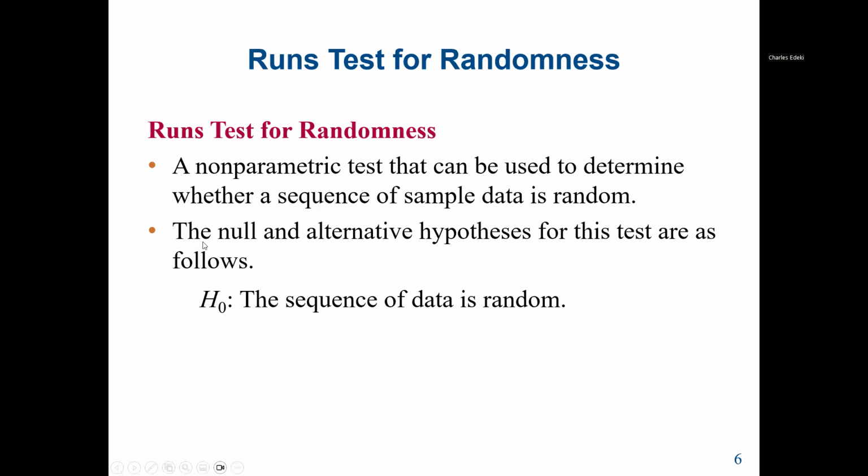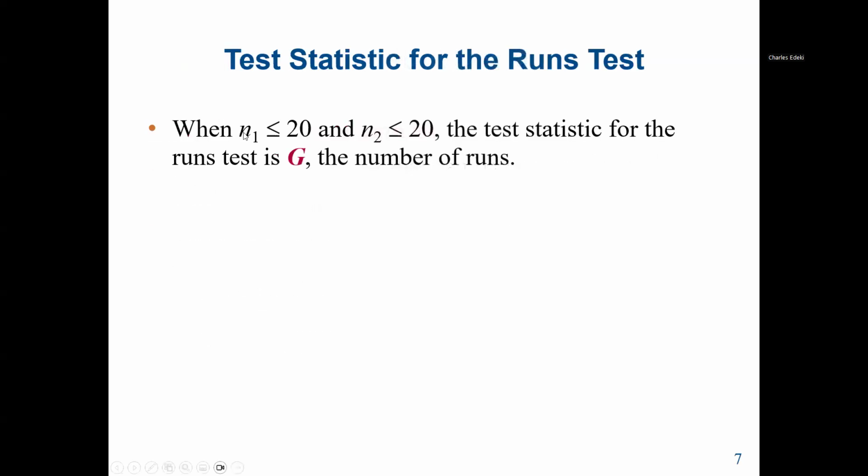So next, this is hypothesis testing. We have to come up with a null and alternative hypothesis for the test. H0 will be the sequence of data is random. HA will be the sequence of data is not random. Then when N1 is less than or equal to 20 and N2 is less than or equal to 20, the test statistic for the run test is G, and that will be the number of runs.